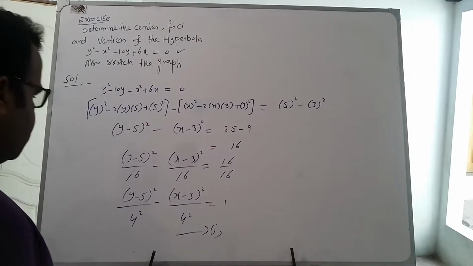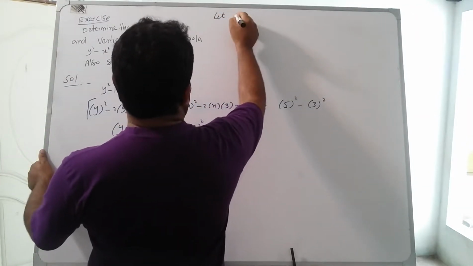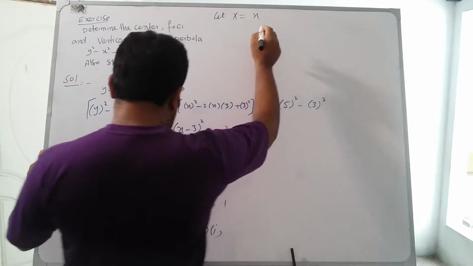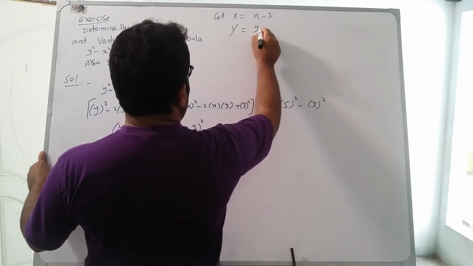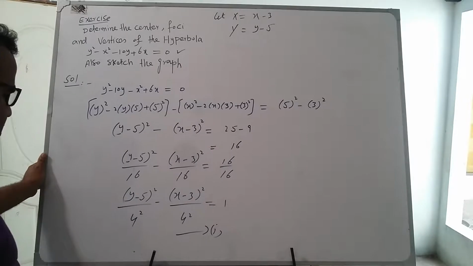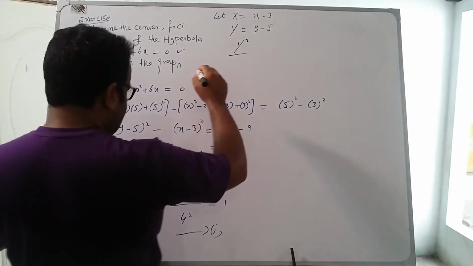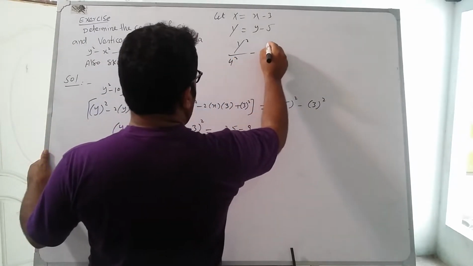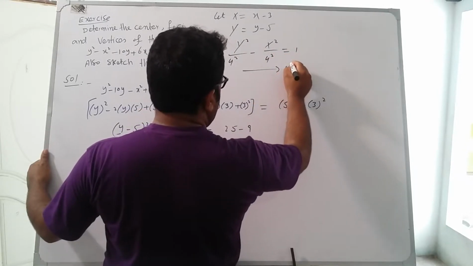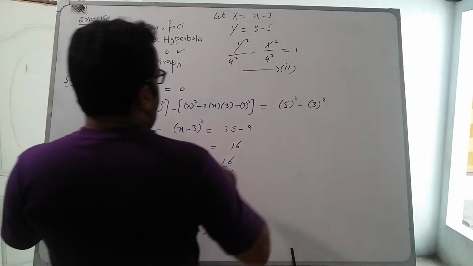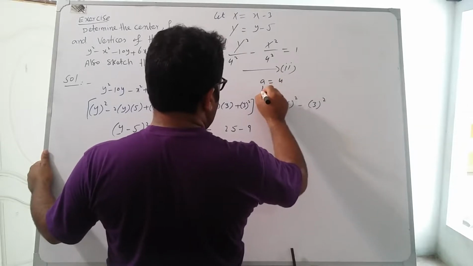Here we can see that let capital X is equal to x minus 3 and capital Y is equal to y minus 5. The equation 1 will be reduced into Y square over 4 square minus X square over 4 square is equal to 1. This is equation 2. Here we can see that a is equal to 4, b is equal to 4.